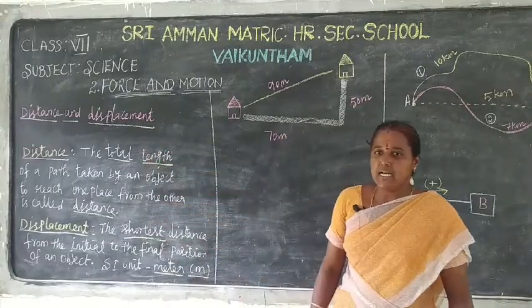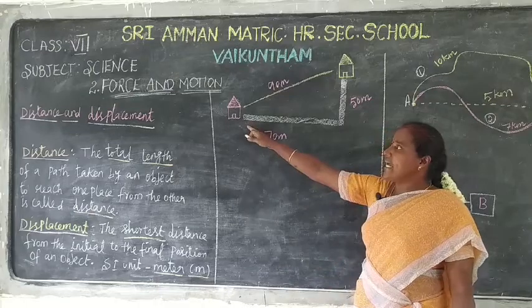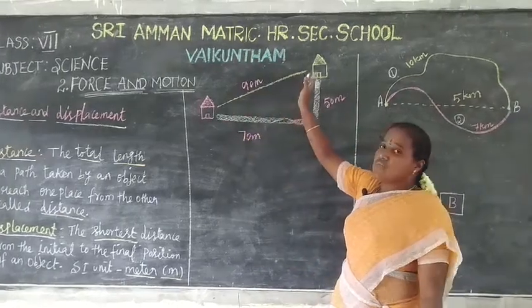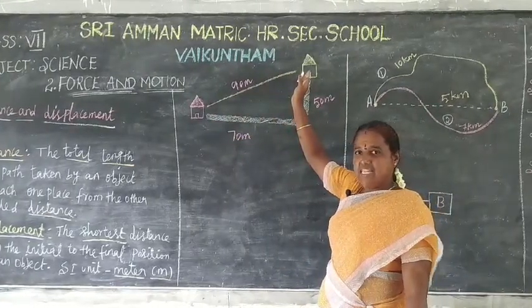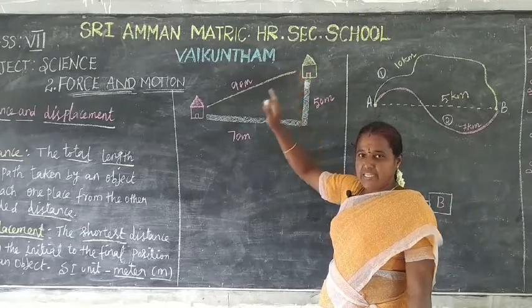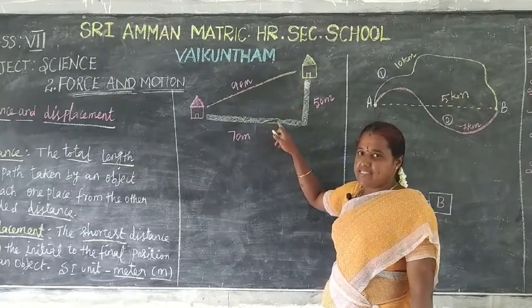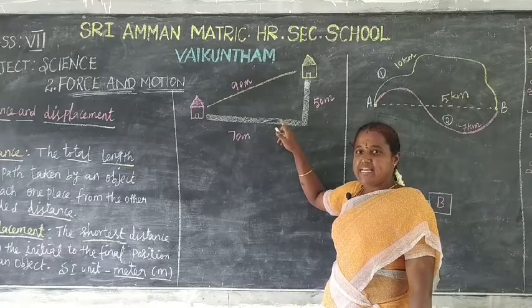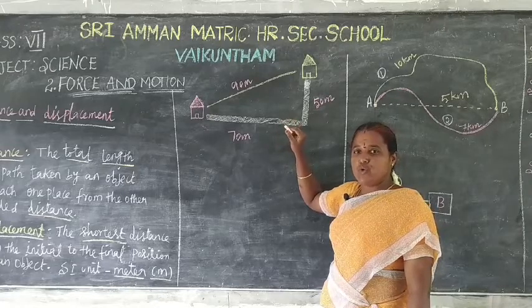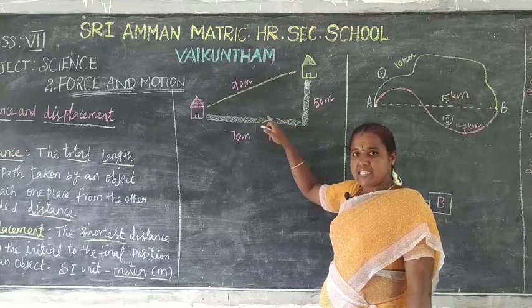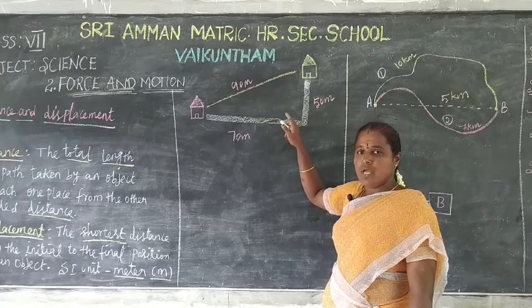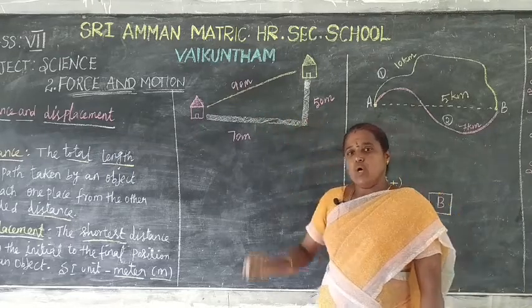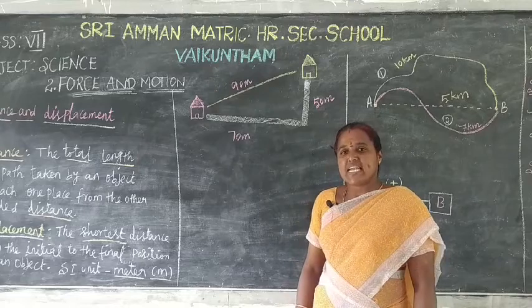Consider this example. Your house is here and your friend's house is at the other end, and there is a road like this. Now let us say you travel to your friend's house along this road. What is the total distance traveled by you?